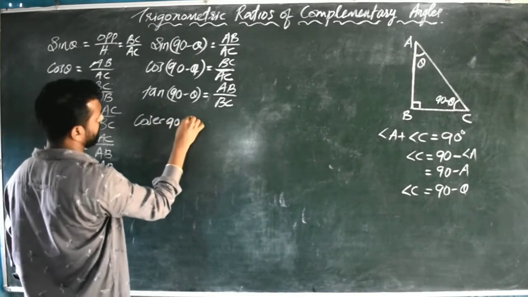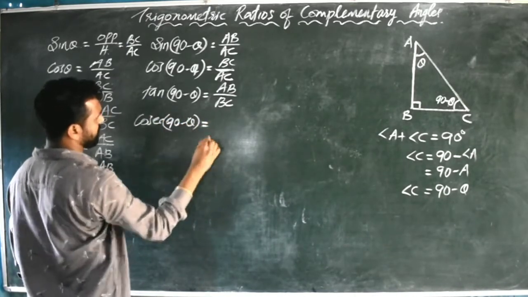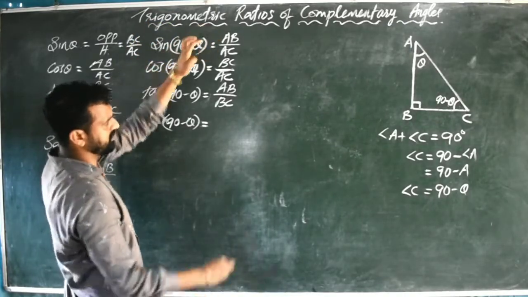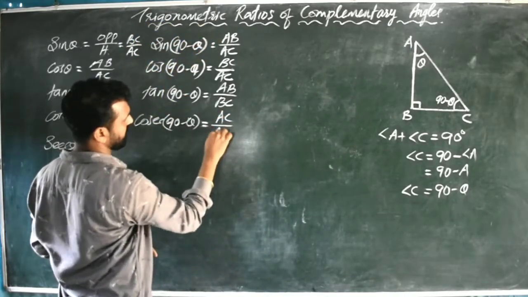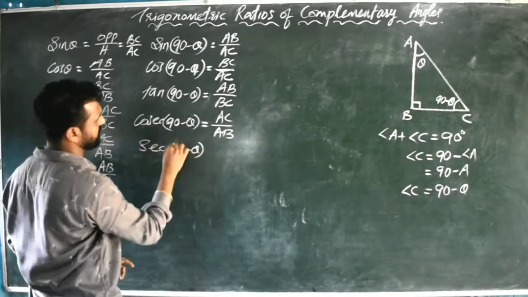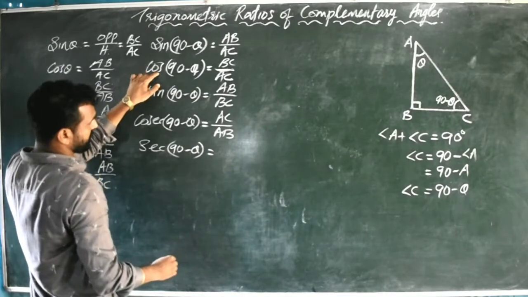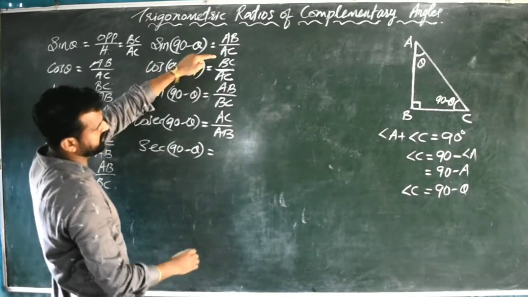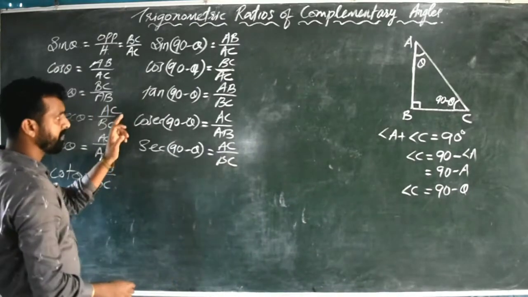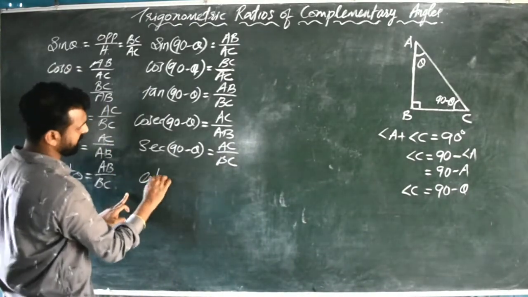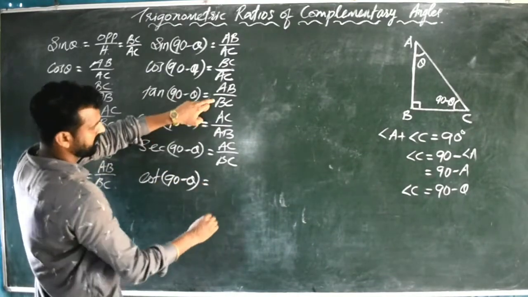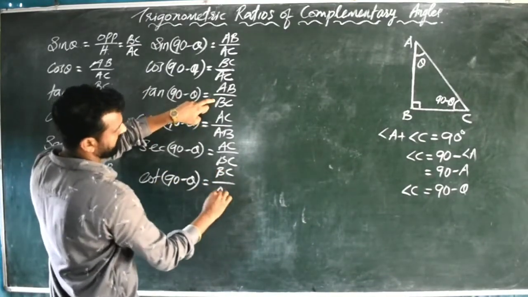Cosec 90 minus theta is the reciprocal ratio of sin 90 minus theta, that is AC divided by AB. Sec 90 minus theta is the reciprocal ratio of cos 90 minus theta, AC divided by BC. Next one, cot 90 minus theta is the reciprocal ratio of tan 90 minus theta, that will come BC divided by AB.